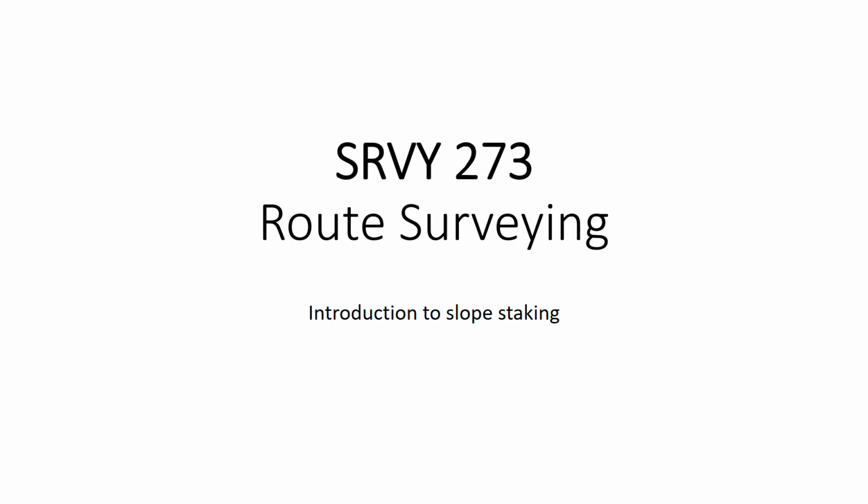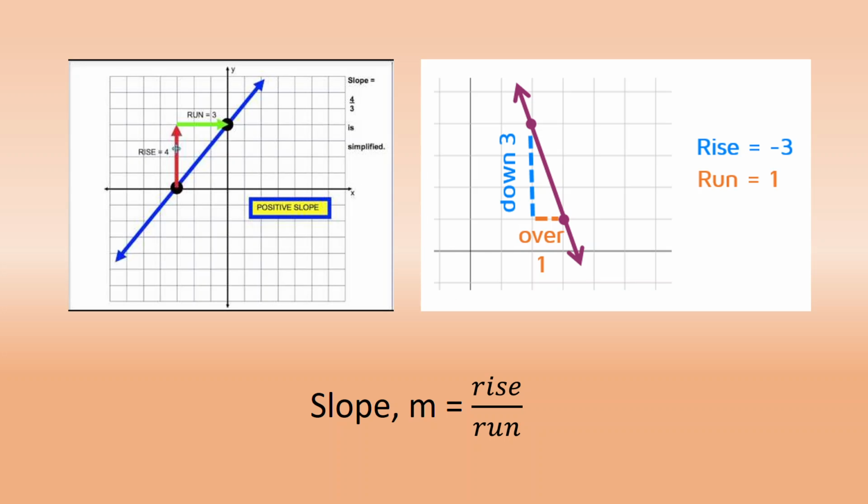This week we're going to talk about slopes and get an introduction to slope staking. So you're familiar with slope from math class, where slope was expressed as the variable m, and it was equal to the rise over run, or the rise being the change in value across the y-axis dimension, and the run was the change in value on the x-axis dimension.